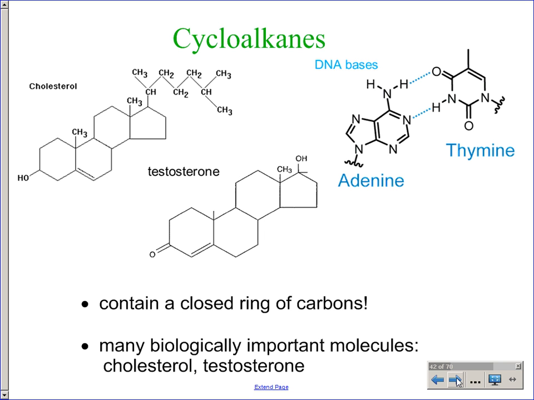Cyclo, you think like a circle, and that's pretty much what it is, a closed ring of carbons. All of these are biological molecules that contain cycloalkanes, or are cycloalkanes, because they have some cyclical combination of carbons in a ring. You've got cholesterol, testosterone, and the DNA bases. So adenine, thymine, guanine, cytosine, they all contain cycloalkanes because they have these closed rings. So there's lots and lots important in biology.